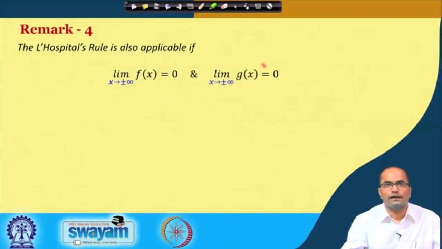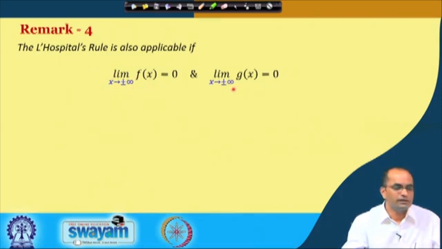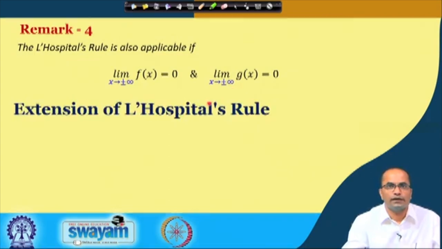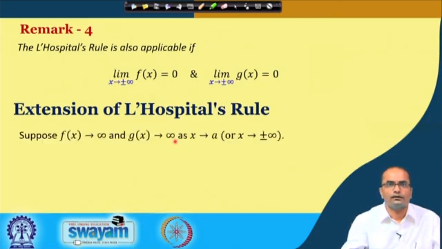Another generalization here is that not necessarily x goes to a. We have just discussed that a was some finite number, but one can also apply this result when x goes to plus infinity or x goes to minus infinity. This is a very general rule which we are not proving here, for example this infinity case, but one can apply the L'Hopital rule there too. So, now the extension of this L'Hopital rule to the infinity by infinity form.